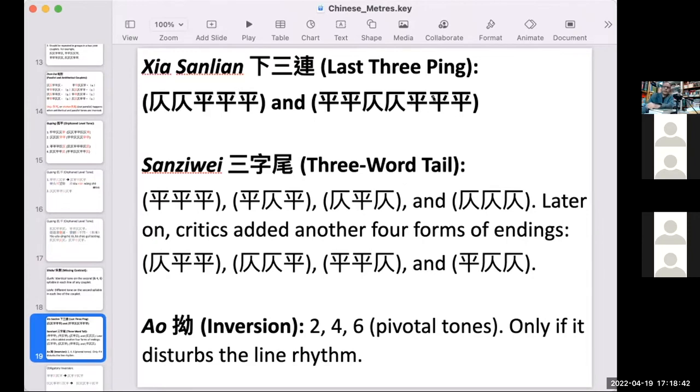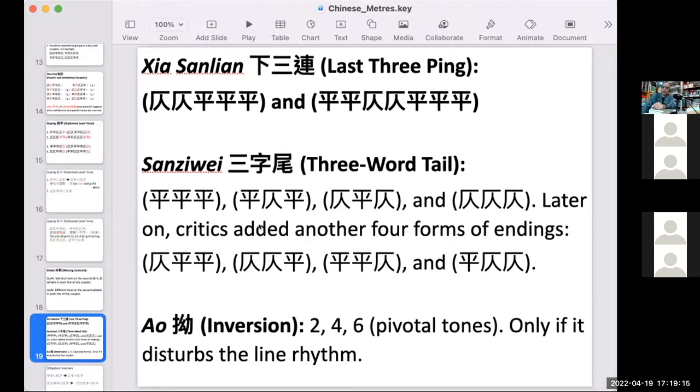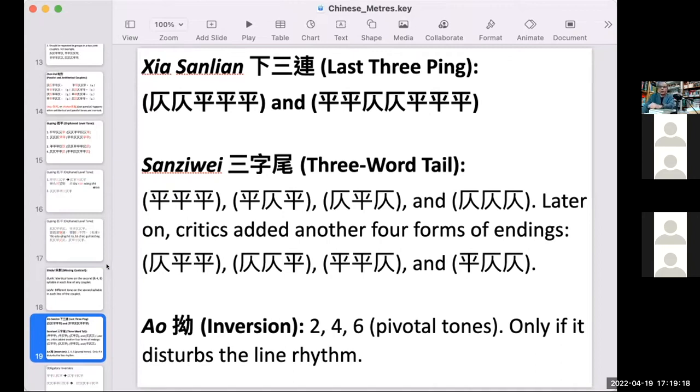And if it's qi and shi, then it's the same. The san zi wei, this is one word. It has to be just one word, but doesn't have to be the same tone. So it can come as three ping or three zi or variations between ping and zi. And later on, the critics added more variations like zi ping ping, zi zi ping, and so on. But this is just one word that comes in any variation, or even just one tone.